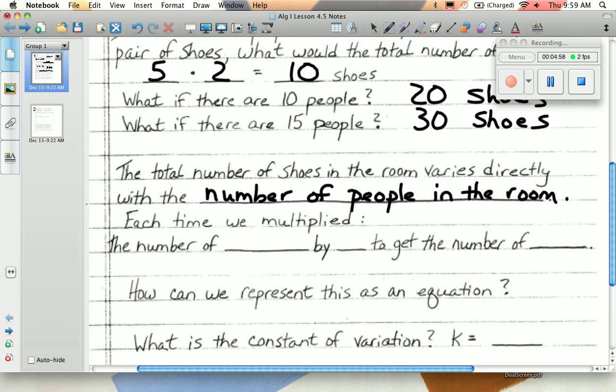So, because each time we multiply the number of people by 2 to get the number of shoes, anybody think they know how we could represent that as an equation? By the way, are the number of people x, or are the number of shoes x? And which of those is the y? Okay, so which is the x? Number of people. So the number of people is really our x value, and the number of shoes is really our y value.